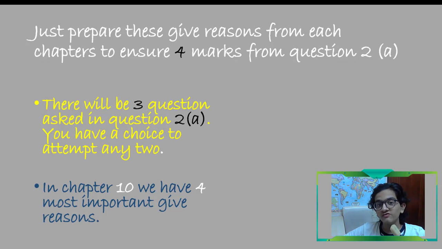In chapter 10 we have 4 most important give reasons. That's the lowest as of now, but at the same time all these questions can appear in a different format in your board exam. It may come as a 3 marker, as a 5 marker, or as a 2 marker, which is not the give reason, question 2b. We really don't know the pattern, so study everything well, leave no stone unturned.